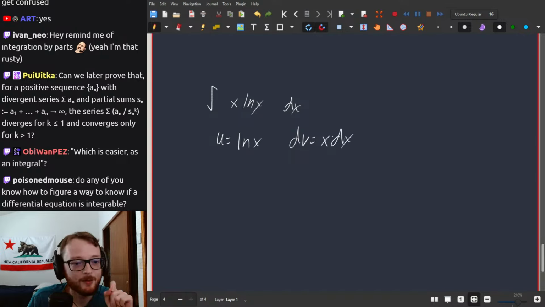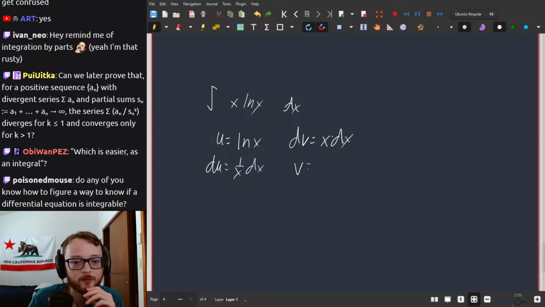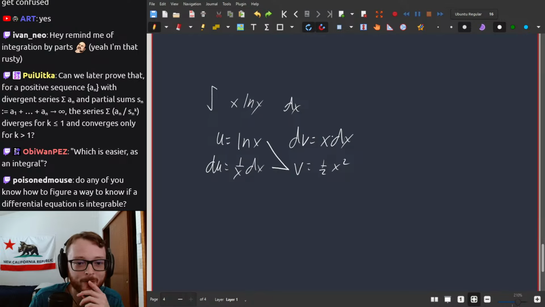And so we're going to take the derivative of u, 1 over x dx, and we're going to integrate dv to be 1/2 x squared. Then every time I have to draw this little uv minus v du. That's how I remember the formula. I don't know why it works for me, but I've shown it once and it's stuck in my head ever since.